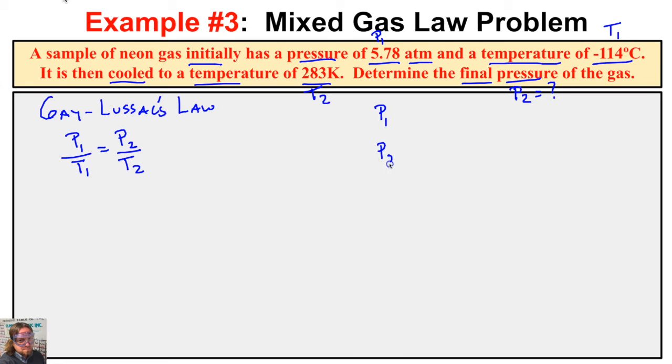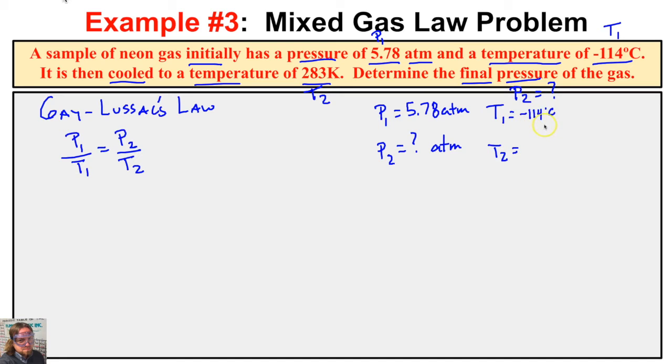Now, before we start working with this formula, let's figure out what's happening. Let's figure out what P1 is, what T1 is, and what T2 is before we plug them into the formula. If we take a look, P1 is 5.78 atmospheres. P2 is what we're trying to figure out, so we can leave our final answer in atmospheres since the question doesn't tell us to put it in a specific unit. T1 is negative 114 degrees Celsius.